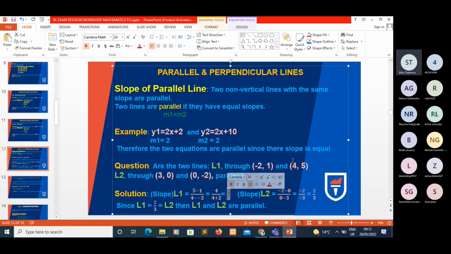So I think it's clear to you now. Whenever you are getting any question asking you about parallel, you should be able to judge whether those two lines are parallel based on the calculation of the slope. I went through 2 examples already. Okay, so I think I'm clear on that, on the slope, to you guys. Okay, any question from your side for now? Any question?